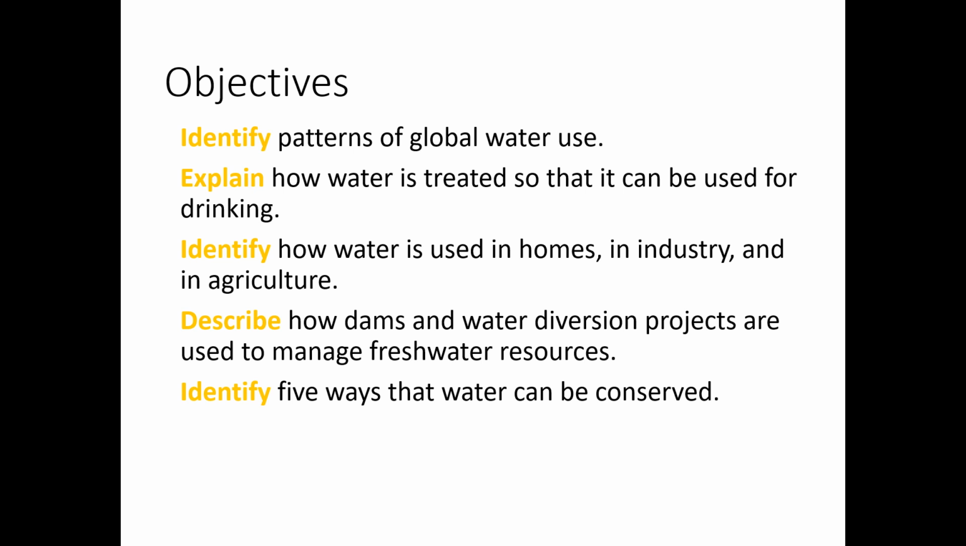This is Chapter 11, Section 2, and it's on water use and management. The objectives are going to be to identify patterns of global water use and to explain how water is treated so that it can be used for drinking. Also to identify how water is used in homes, in industry, and in agriculture. To describe how dams and water diversion projects are used to manage freshwater resources. And then finally to identify 5 ways that water can be conserved.